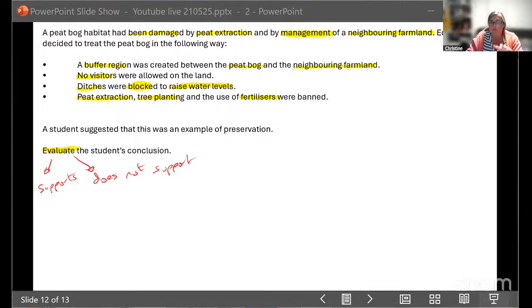Musa, to go back to your original question, you do not need to memorize the ecosystem examples. What you do need to do is apply the knowledge that you have of conservation and preservation to the situation that they've given you, for example like this one.